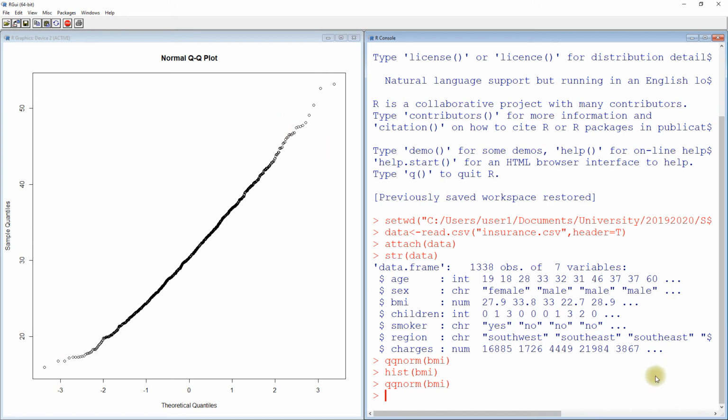So what do we want to do next? I want to show you another way of drawing a QQ plot, without writing this function QQ norm.